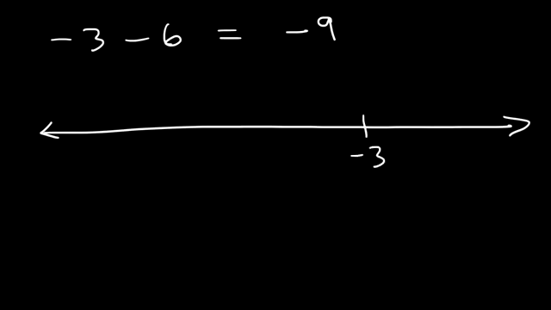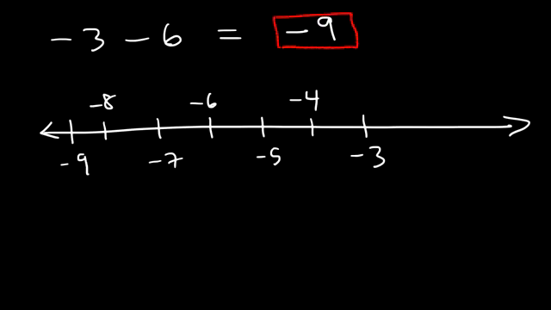So we're going to start with negative 3, and we're going to subtract it by 6. So let's travel 6 units to the left. 1, 2, 3, 4, 5, 6. So this is negative 4, negative 5, negative 6, negative 7, negative 8, negative 9. So therefore, negative 3 minus 6 is negative 9.